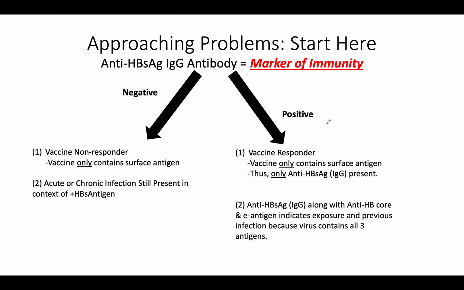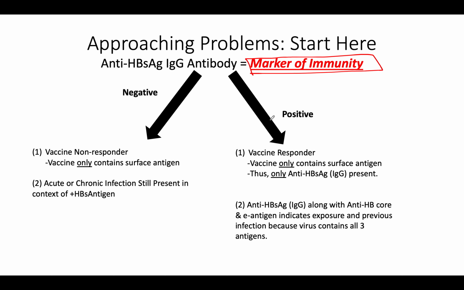So, how do we approach the problems when we're given these in vignettes or we're given serologies and we really have to solve them? I want you to start at one single place, and this is where I start. I look at the anti-hepatitis B surface antigen IgG antibody. The surface antigen antibody is the marker of immunity. As an overview, if the surface antigen antibody is present, that means the person is immune to hepatitis B.